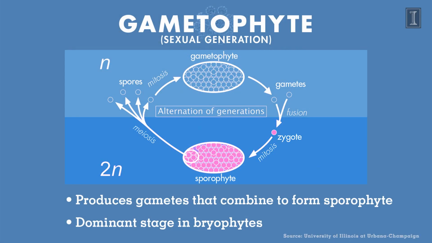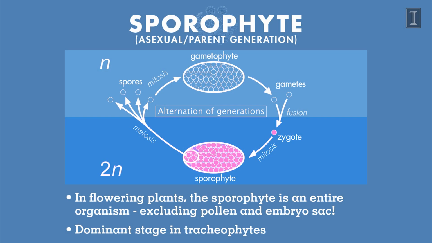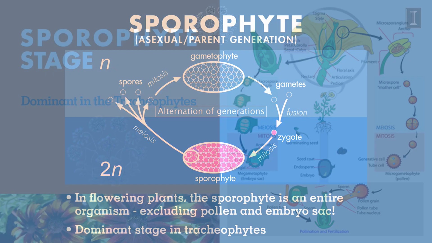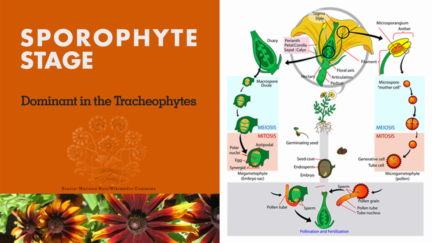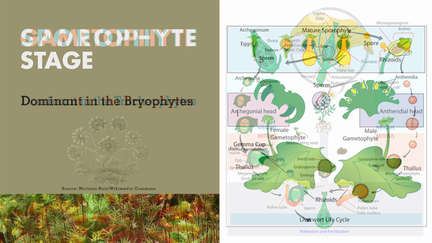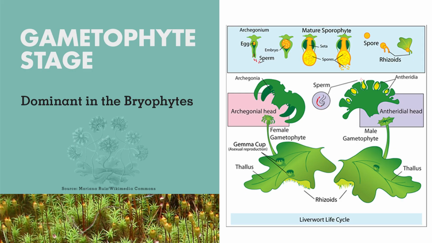So the gametophyte stage is where you actually have sexual generation. So in this stage, the plant is producing gametes that basically combine and form the sporophyte phase. So the sporophyte phase is the asexual generation stage, or the asexual generation. And this is considered kind of the parent generation, if you will. So the sporophyte phase is the dominant stage in tracheophytes, your vascular plants, and the gametophyte stage is the dominant phase in the bryophytes, your non-vascular plants.